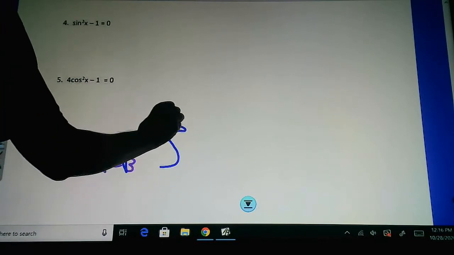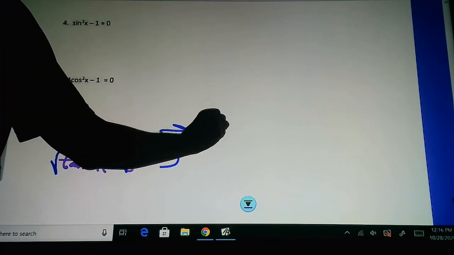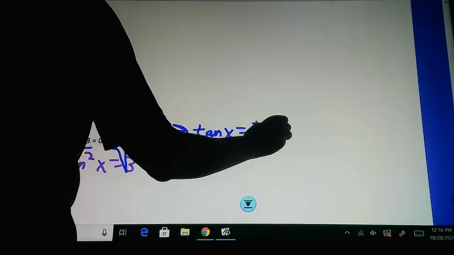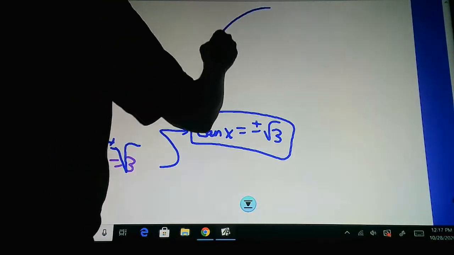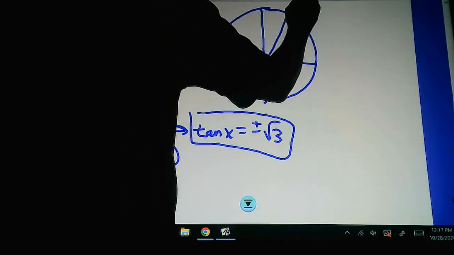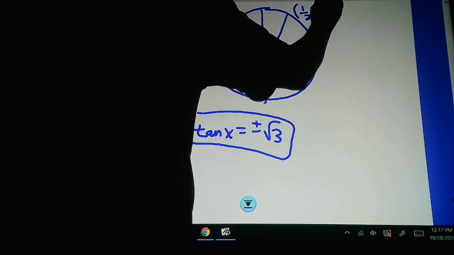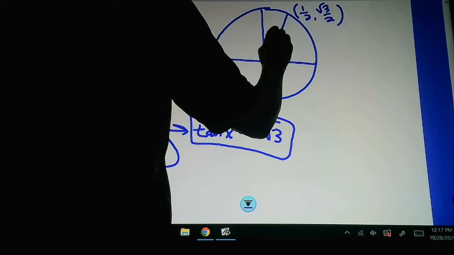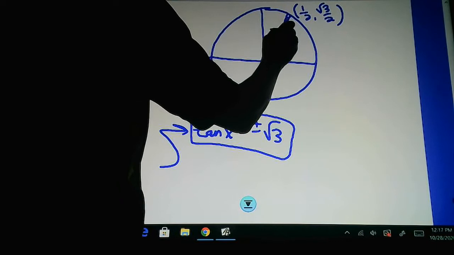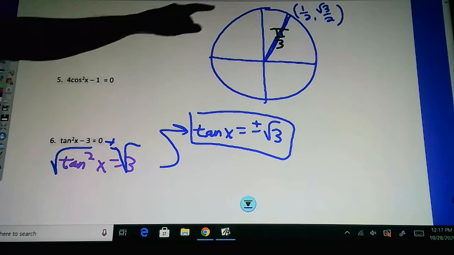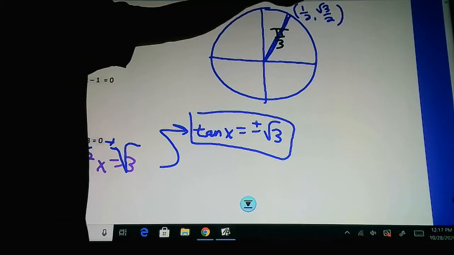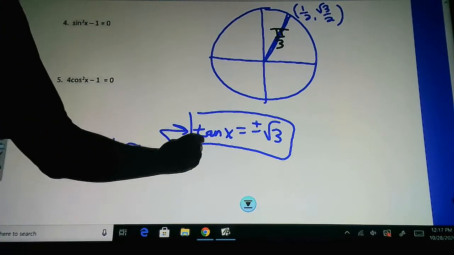So now what we have is this. We have tan by itself on the left-hand side, and we have plus or minus square root of 3. So we're going to look on our circle. If you look up here at this ordered pair, you get 1/2, square root of 3 over 2. That's at pi thirds. The tangent is the second number divided by the first. Cover up the 2's because they're going to cancel out each and every time. And so you get square root of 3 over 1. So boom, there's one of my solutions.